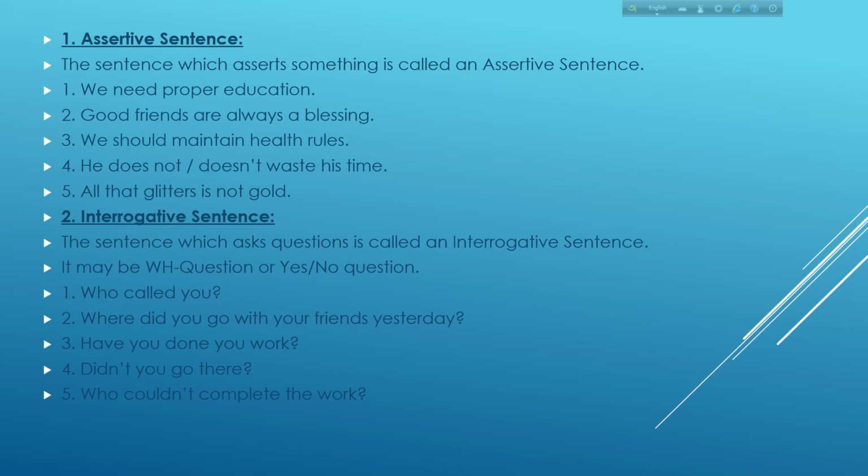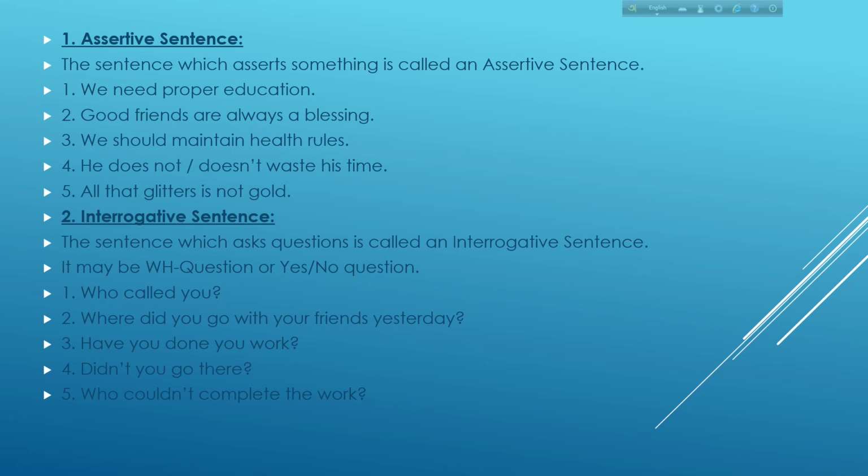Number 2, interrogative sentence. The sentence which asks questions is called an interrogative sentence. It may be a WH question or a yes-no question. WH questions generally use who, what, where, when, how, whom; these kinds of words can be used first. For a yes-no question, the sentence starts with the helping verb, auxiliary verb, and its answer is always in yes or no format.